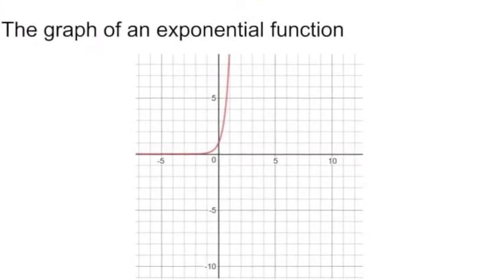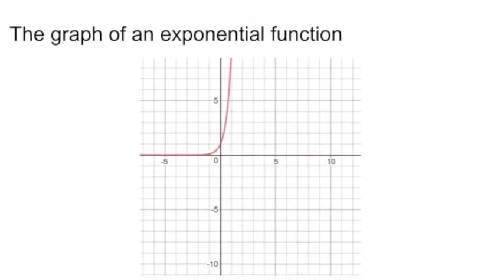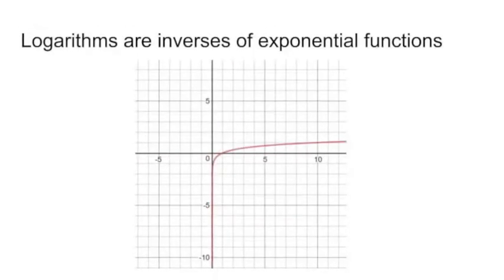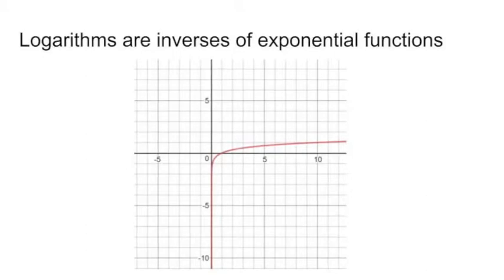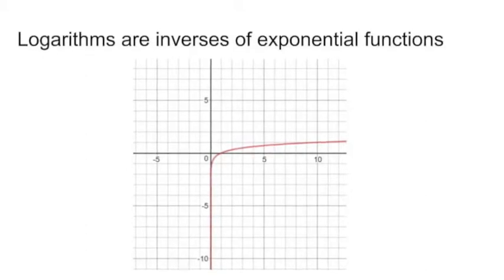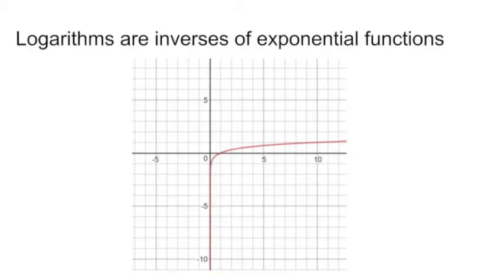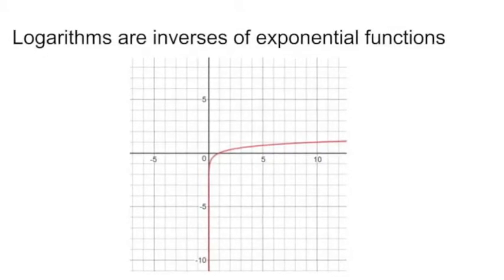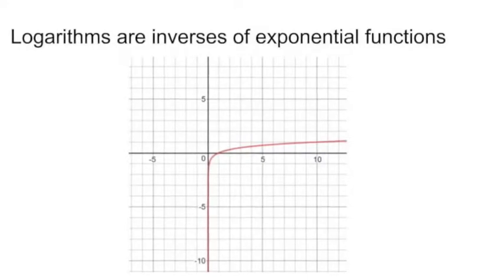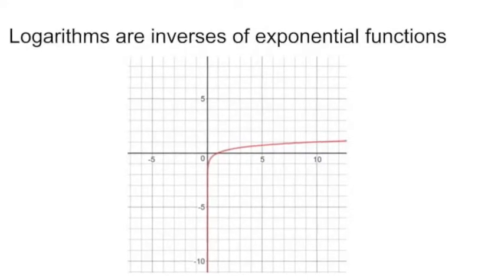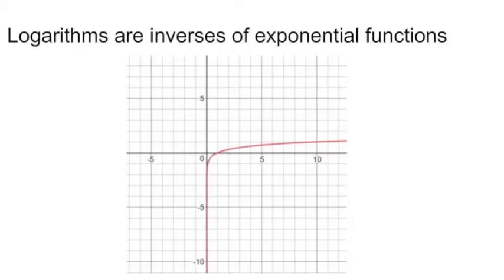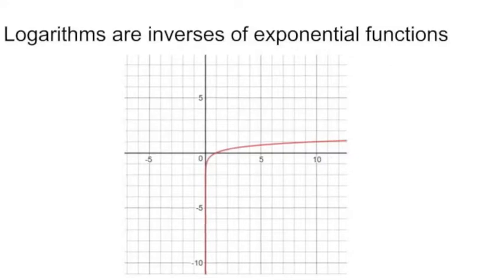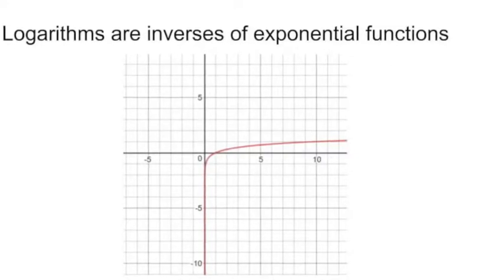Here's the graph of exponential functions. This is the graph of a logarithm. Now, logarithms are inverses of exponential functions. As you can see from the exponential function graph, it looks like it's reflected over that y equals x line, which we learned last chapter, how inverses are a reflection over the y equals x line of the original function. So we're going to be working with logarithms in this lesson.